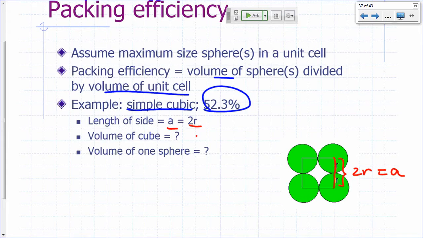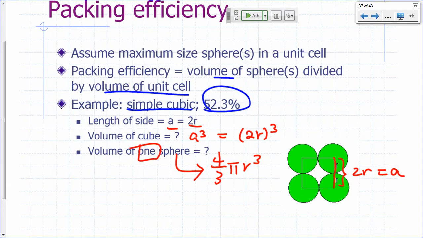What would be your volume of the cube? It's going to be a cubed, right? Which is going to be equal to what? 2r cubed, correct? What would be the volume of a sphere? You remember the formula for the volume of a sphere? It's 4/3 pi r cubed. So that's the volume of one sphere.